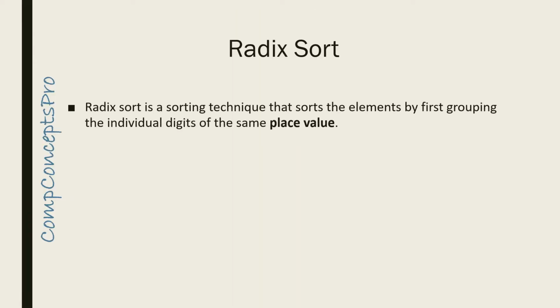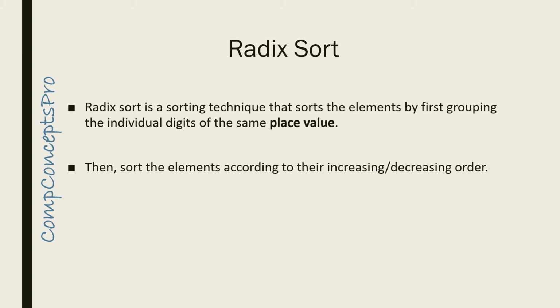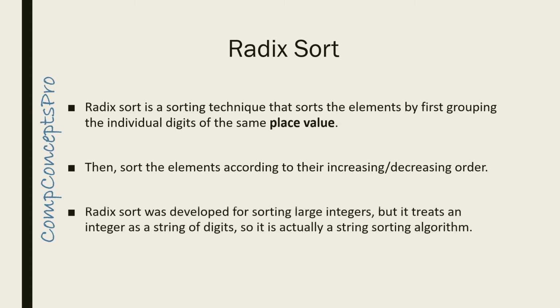Radix sort is a non-comparative sorting algorithm. It sorts the data with integer keys by grouping the keys according to individual digits that share the same place value. Radix sort uses counting sort as a subroutine to sort an array of numbers.